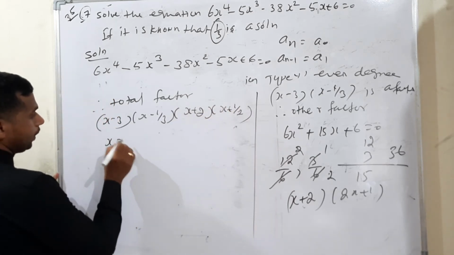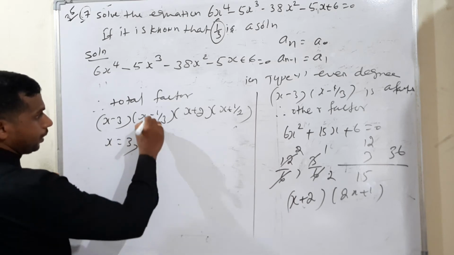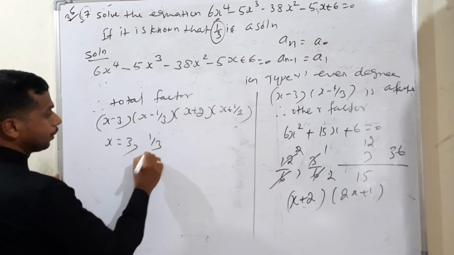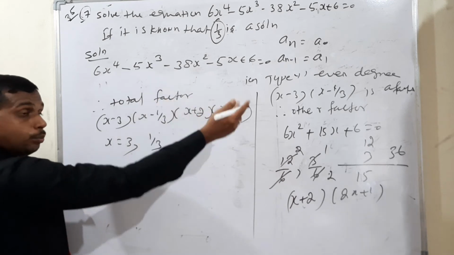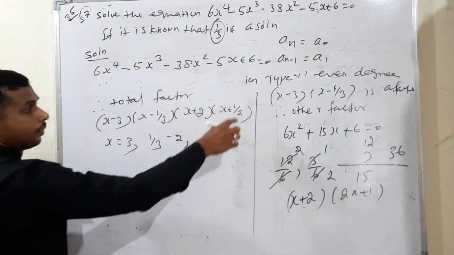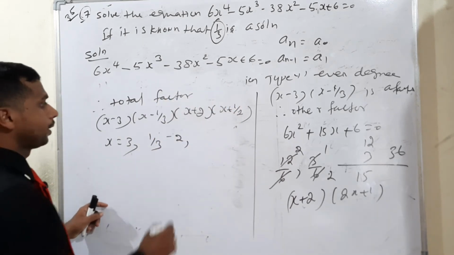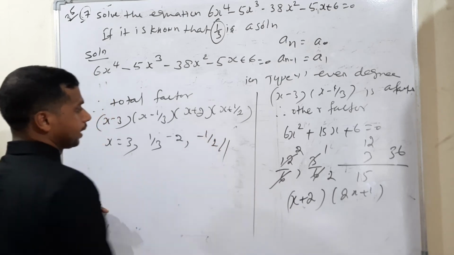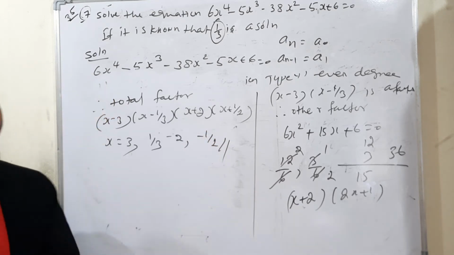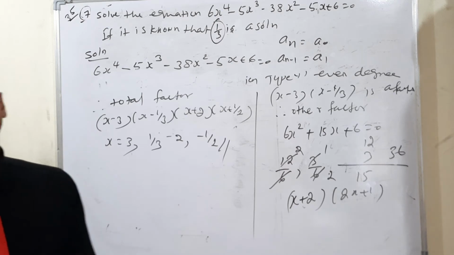So equal to 0 means minus 3, bring it across with the opposite sign, means positive 3. Minus 1 by 3, bring it across with the opposite sign, means positive 1 by 3. Positive 2, bring it across with the opposite sign, means negative 2. Therefore x plus 1 by 2, we can write it as negative 1 by 2. This is the answer for question number 7. Okay, so exercise 3.5 is also complete.